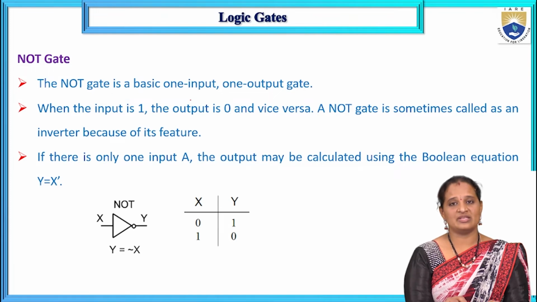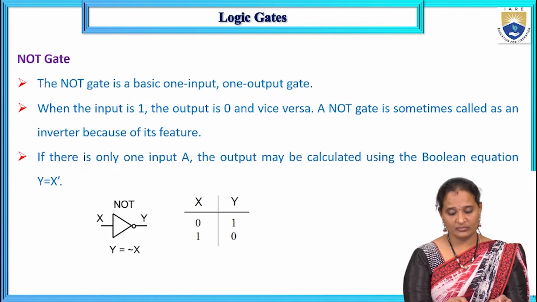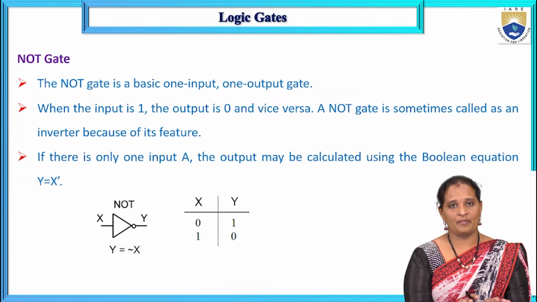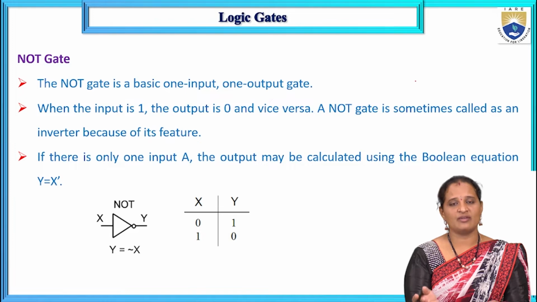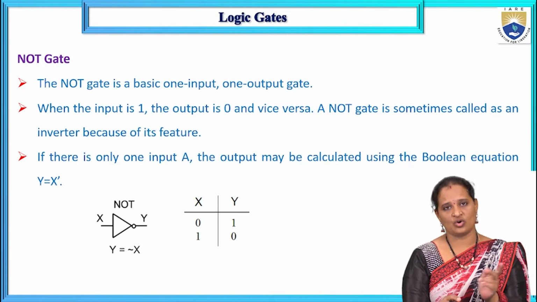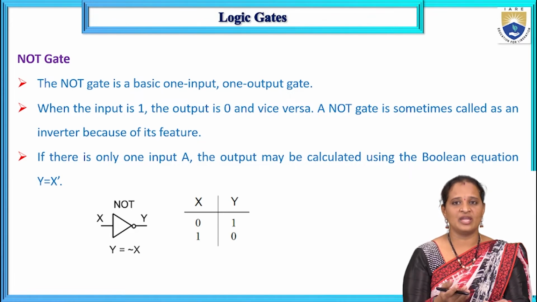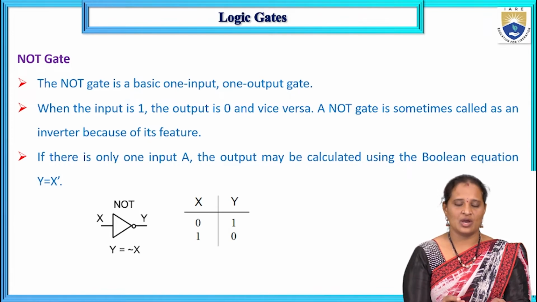The NOT gate is basically a single input gate, and it has one output. Coming to the operation, when the input of the NOT gate is 1, the output becomes 0, and vice versa. That means if the input is 0, the output is 1. If the input is 1, the output is 0. It simply complements the input signal. A NOT gate is sometimes also called an inverter, because it inverts, or complements, the input signal and produces the output.